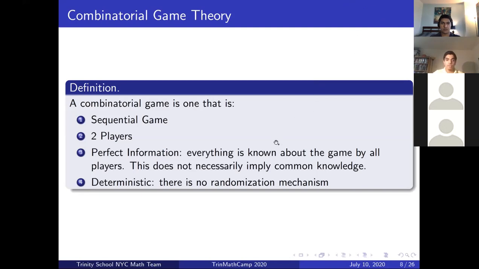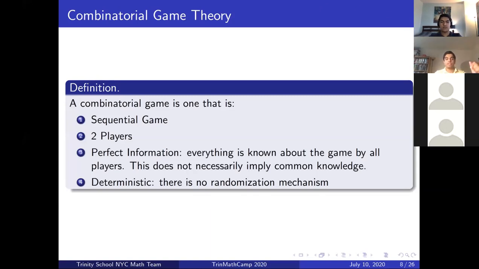A combinatorial game also has something called perfect information. So everything is known about the game by all players, meaning there's no hidden element: there's not a certain outcome that one player is not sure of, or a strategy or move that one player doesn't know he actually has, or payoffs associated with outcomes that a player doesn't know. Each player will know all of the necessary components of the game. But notice it doesn't necessarily imply common knowledge. The players don't necessarily need to know that every other player knows all the components of the game.